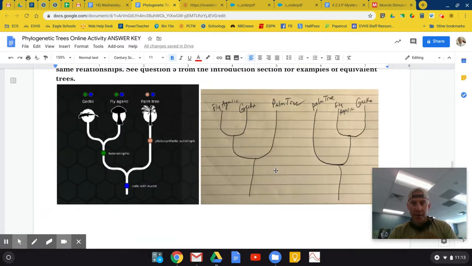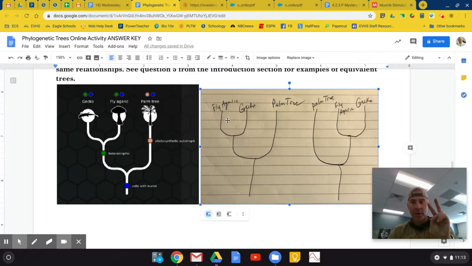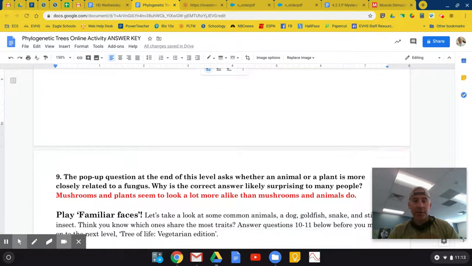I'm sure you missed my chicken scratch. There you go, guys. These are all equivalent trees to the original correct one that you did in the activity. So if you included anything along these lines, where again, just like we talked about in the previous page of this activity, palm tree was all by itself, kind of on this side, and then gecko and fly agaric, regardless of how we situate them, flip-flop them, it doesn't really matter. As long as they're shown to be sister taxa right there, you're fine. And so I flipped palm tree over to the left side, and fly agaric and gecko are still connected as sister taxa. All three of these trees are examples of equivalent trees. They're showing the exact same information, just situated a little bit differently.